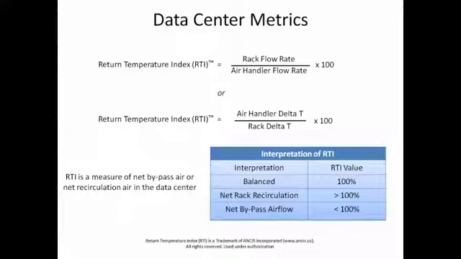Now you can also come up with the same metric using sensors by looking at the delta T's, the delta temperatures across the air handler compared to the rack delta T. It is the same thing, you're just looking at a different parameter. And so RTI is the first one that we always look at with respect to balance. Is the system balanced? Is the amount of air being delivered by the air handlers equal to, and sufficient to handle, the load that's put in place by the servers? And if not, how do we get there?